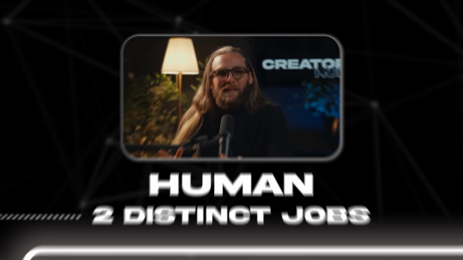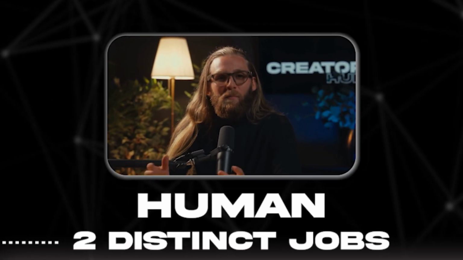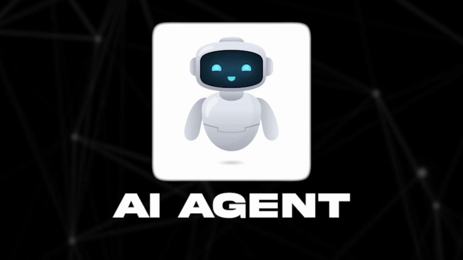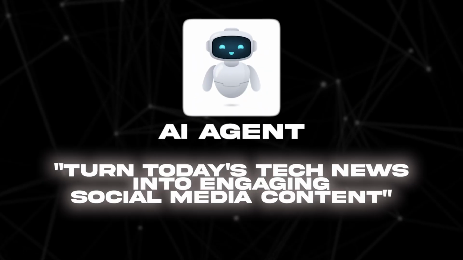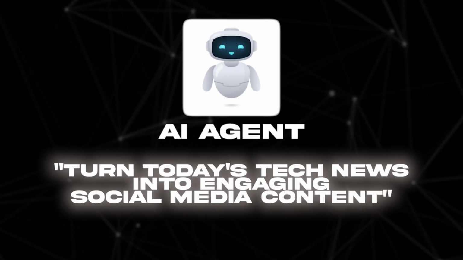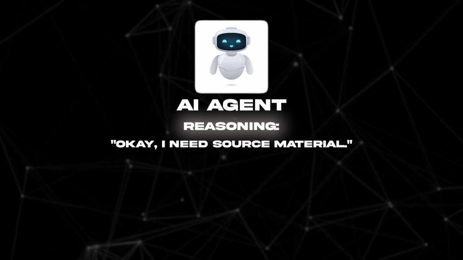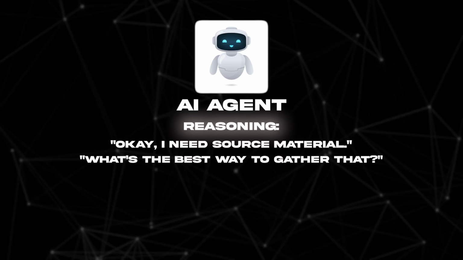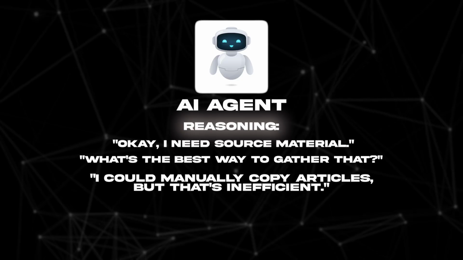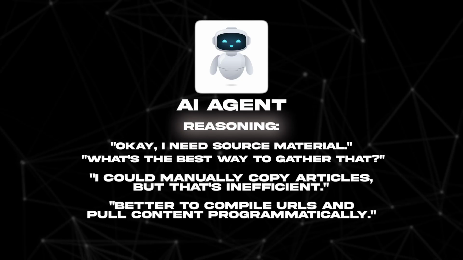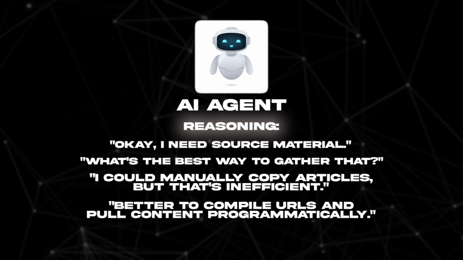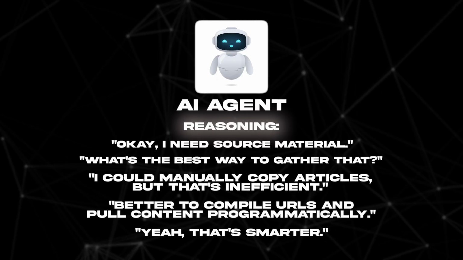In other words, instead of me telling the system exactly what to do step by step, I just give it a goal. Turn today's tech news into engaging social media content. The agent then starts reasoning. Okay, I need source material. What's the best way to gather that? I could manually copy articles, but that's inefficient. Better to compile URLs and pull content programmatically. Yeah, that's smarter. Then it starts executing.